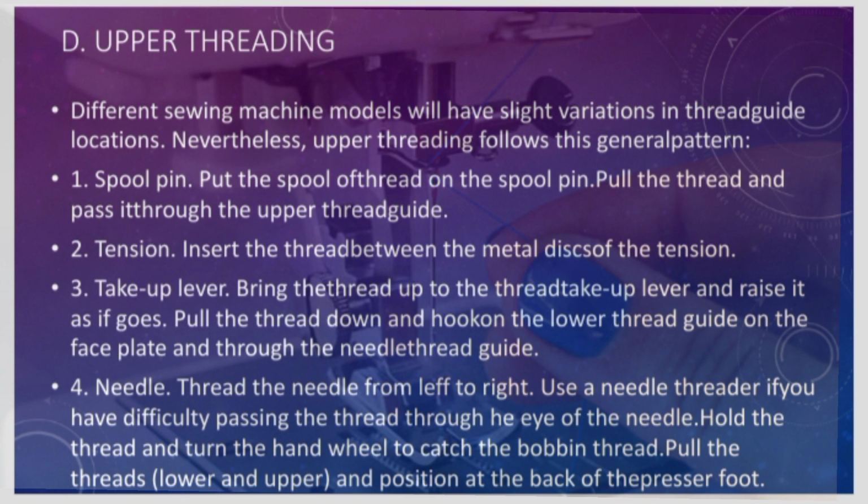guide. Fourth is needle. Thread the needle from left to right. Use a needle threader if you have difficulty passing the thread through the eye of the needle. Hold the thread and turn the handle to catch the bobbin thread. Pull the threads, the lower and the upper, and position them at the back of the presser foot.